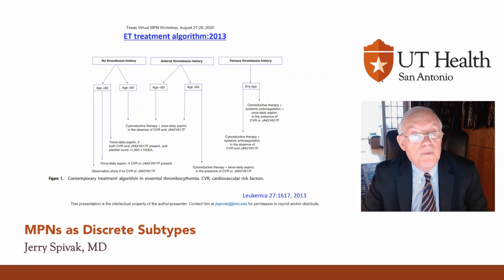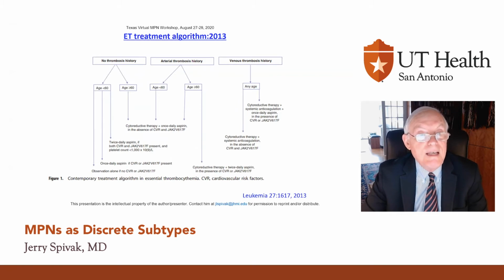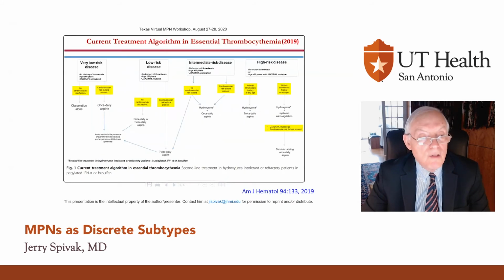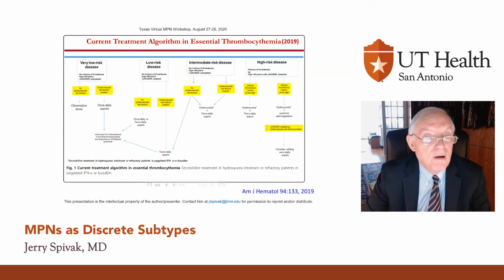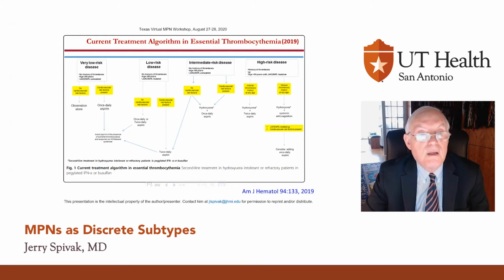So let's end up with looking at ET. And here's the ET treatment algorithm from 2013: no fibrosis, arterial thrombosis, venous thrombosis. Well, that was contemporary then. Here we are 6 years later, and what has happened? We now go to very low risk disease, low risk, intermediate risk, and high risk. And I would submit, these patients are all getting cytoreductive therapy that they clearly do not need.